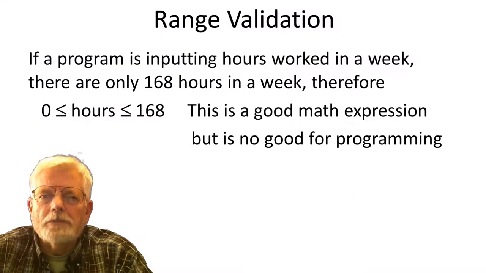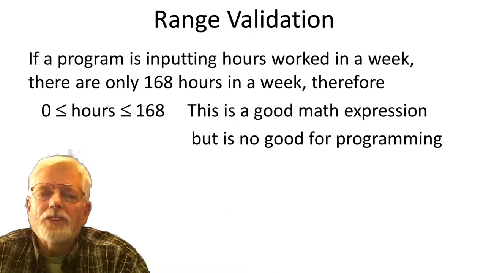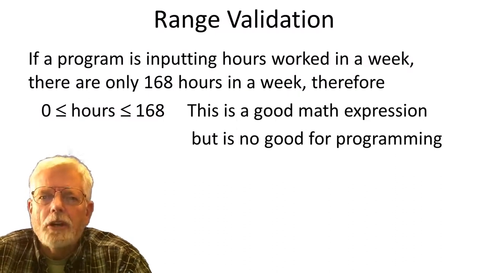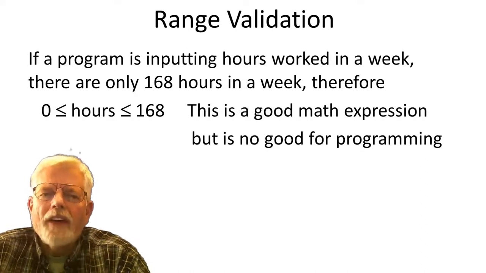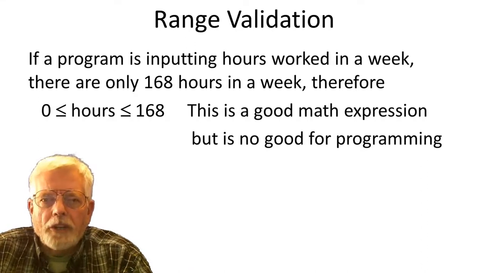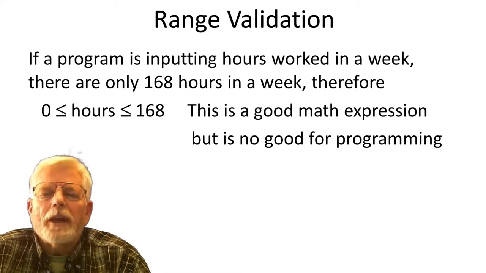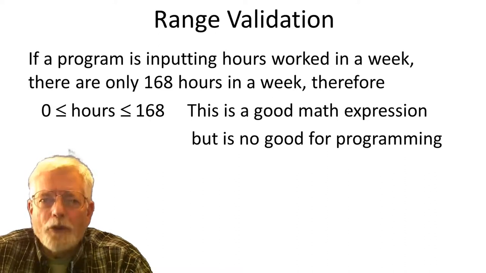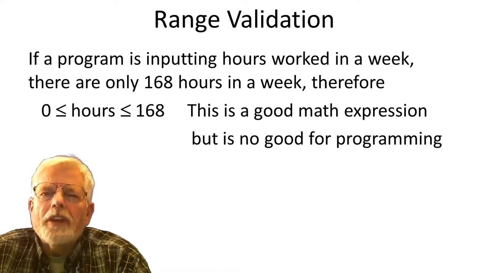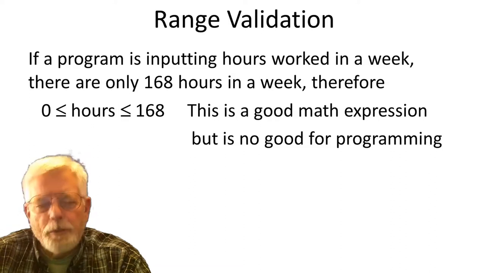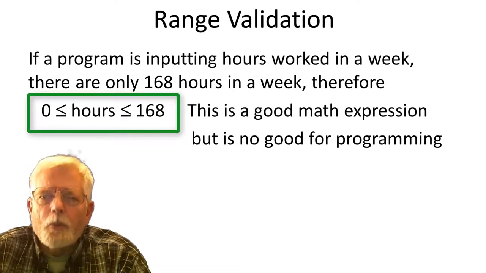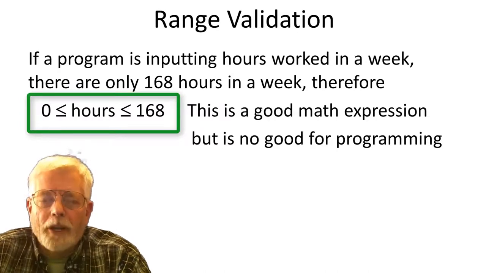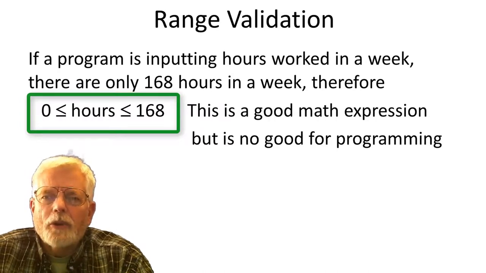There's something else I want to think about, and that has to do with validating a range. For example, we want to reject negative numbers, or I want to validate that the hours worked is between 0 and 168. Well, if you multiply 24 times 7, there's only 168 hours in a week. So the hours worked for a weekly paycheck has to be between 0 and 168. In a math expression, we might have 0 less than or equal to hours less than or equal to 168.